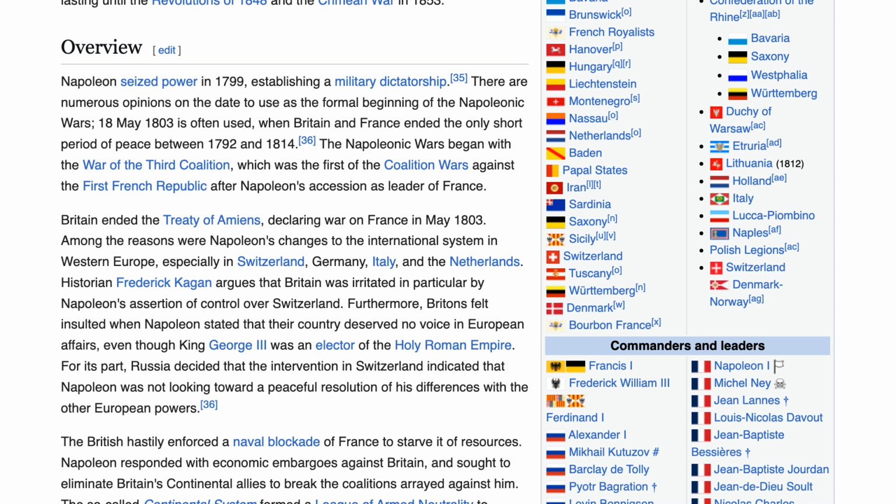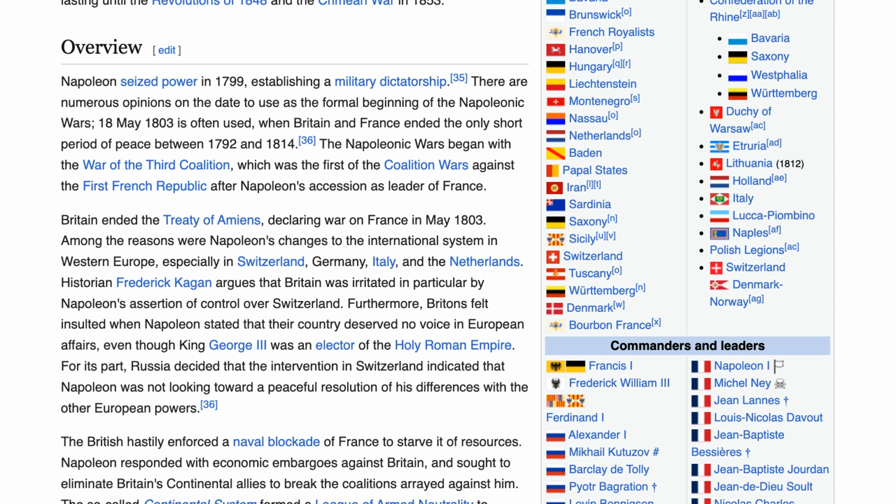For its part, Russia decided that the intervention in Switzerland indicated that Napoleon was not looking toward a peaceful resolution of his differences with the other European powers. The British hastily enforced a naval blockade of France to starve it of resources. Napoleon responded with economic embargoes against Britain, and sought to eliminate Britain's continental allies to break the coalitions arrayed against him.